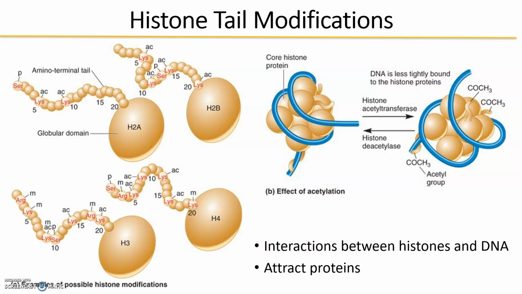Now, another way that this can work is by changing the histone tails. Our histones are made up of this globular domain and then this amino terminal tail. And as you can see here, this amino terminal tail can be modified. So here you see some phosphorylation, some acetylation going on, some methylation, okay? So we can modify those tails.